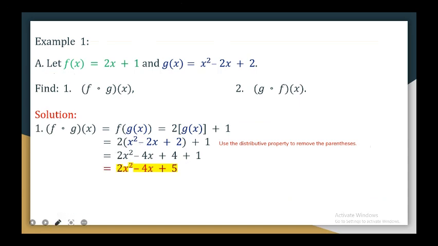Next is we have 2 times negative 2x, we have negative 4x. The next is 2 times 2, that is positive 4. Again, the first one is 2 times x squared, that's why we have 2x squared. Next is 2 times negative 2x, we have negative 4x. 2 times positive 2, that is positive 4.